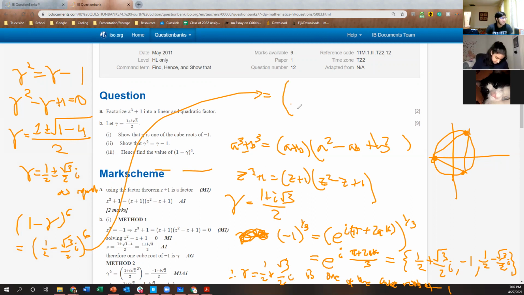The modulus is 1 over 4 plus 3 on 4, which is 4 on 4, so the modulus is just 1, which makes sense, right? Because that's what we've been dealing with this entire time. The modulus is 1, and then we have e to the i arctan of negative root 3 over 2, over 1/2. The 1/2 cancels, so it's arctan of negative root 3.